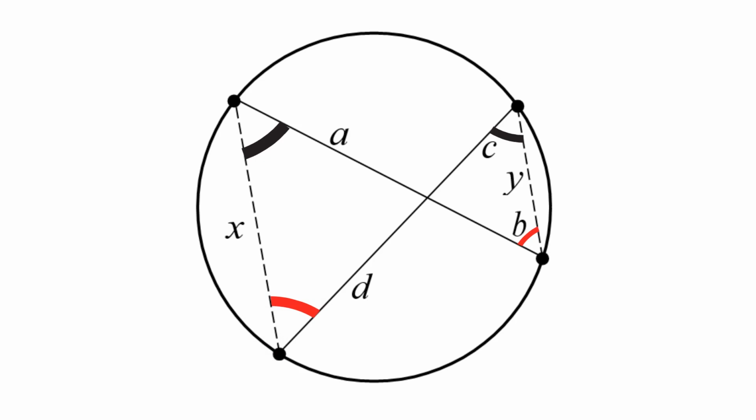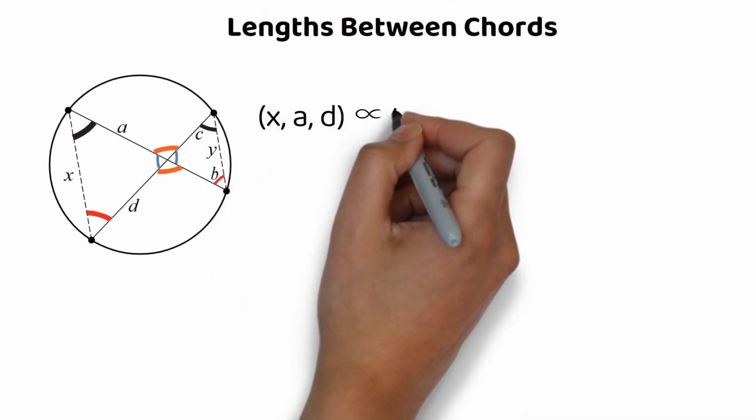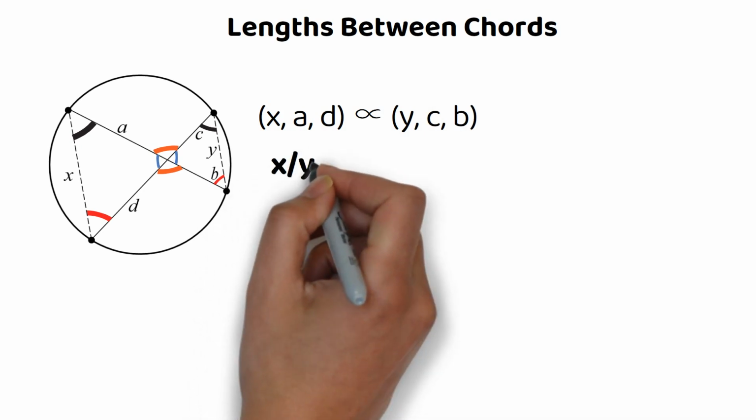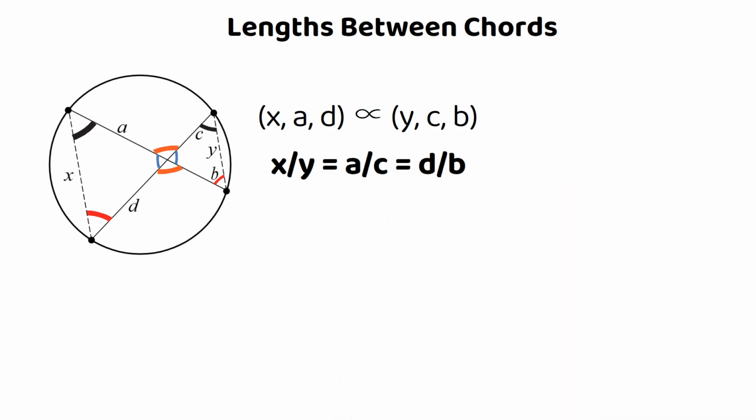Furthermore, the angle in the middle of the picture is formed by two intersecting lines. Recall that opposite angles are equal, they're vertical angles, and so the two triangles inside all have equal angles. Thus, it follows that they're proportional. So the triangle XAD is proportional to YCB. Thus, x over y equals a over c, which equals d over b.